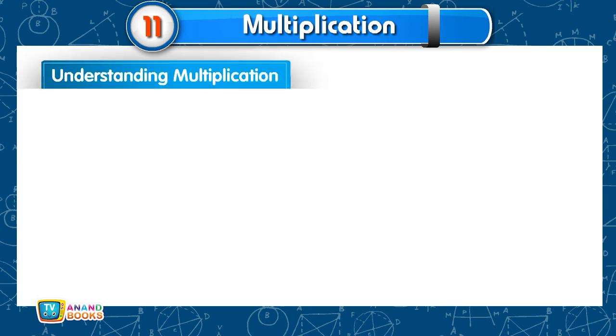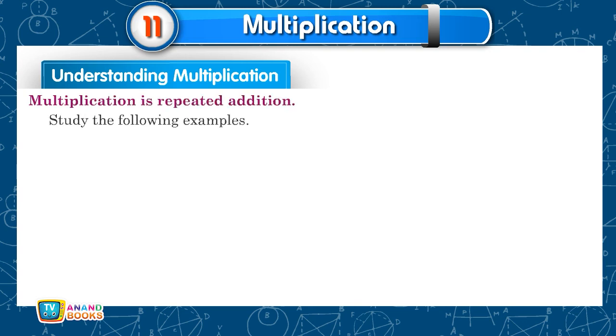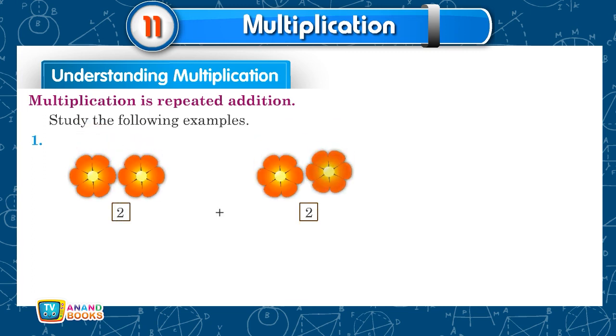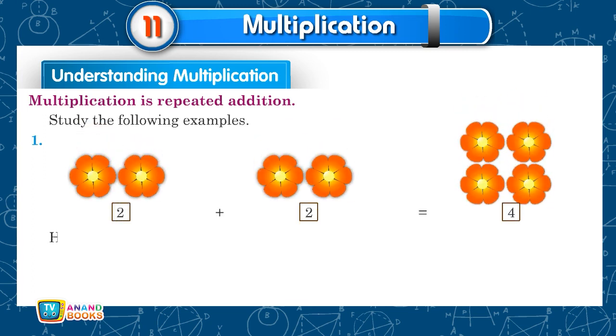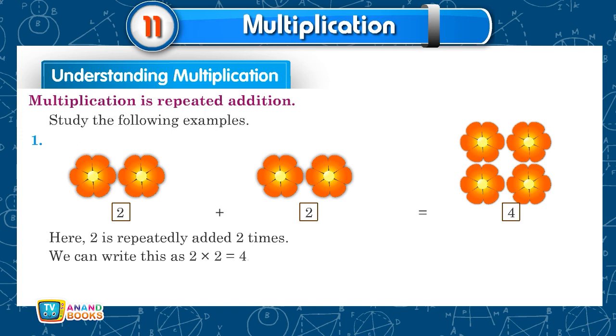Understanding multiplication. Multiplication is repeated addition. Study the following examples. 2 plus 2 is equal to 4. Here, 2 is repeatedly added 2 times. We can write this as 2 multiplied by 2, which is 4. We read this as 2 twos are 4, or 2 times 2 is equal to 4.